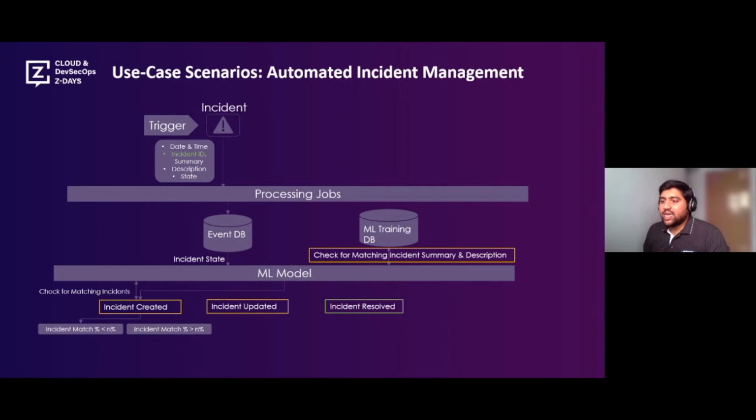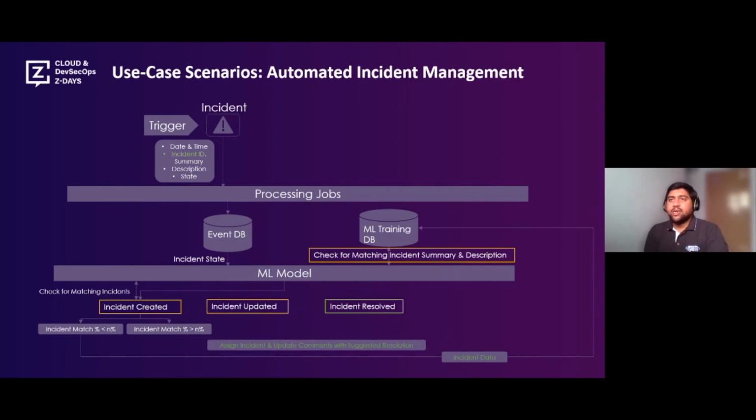If the match is less than a certain percentage, it will just add the incident data and all the correlated details into the ML training database. If it is more than a certain percentage, it will automatically assign the incident to the person in the history of the events, and then update the comments with the suggested resolution.